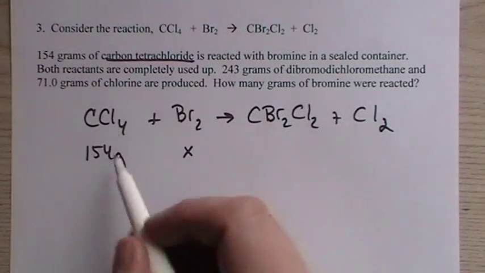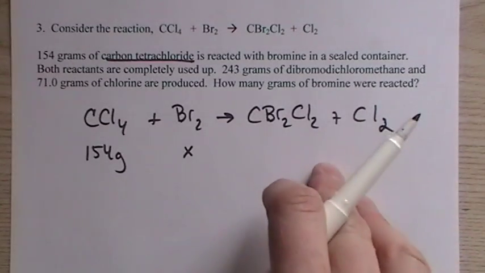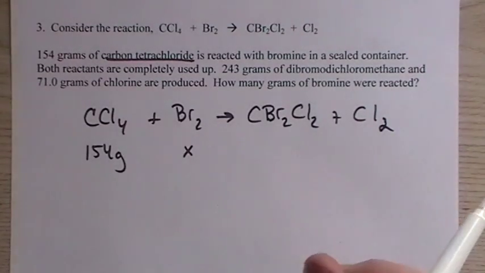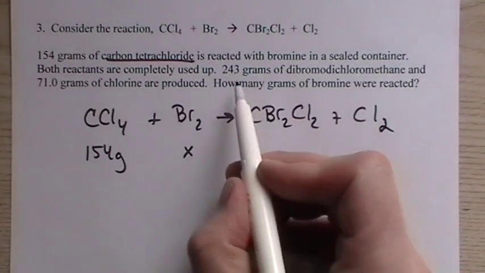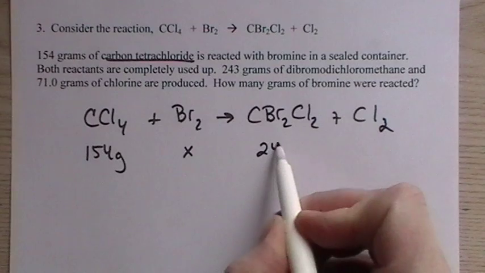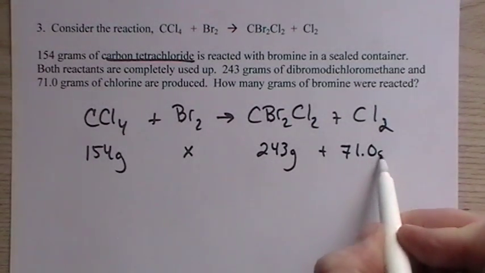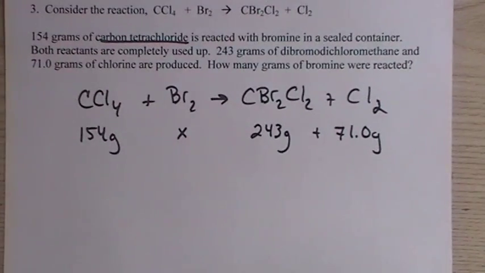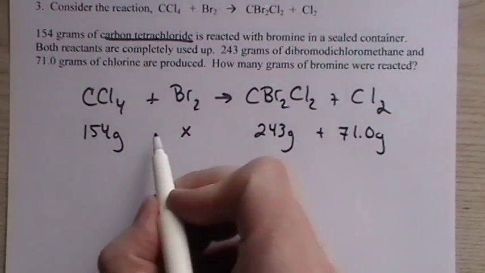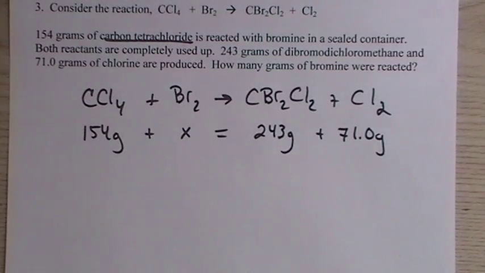So the mass of reactants is converted all the way over to products, and so that will be equal to the same mass as the original reactants. 243 grams of dibromodichloromethane goes right here. And then it's 71 grams of chlorine. All right, so again, we know from the law of conservation of mass that the mass of the reactants must equal the mass of products.